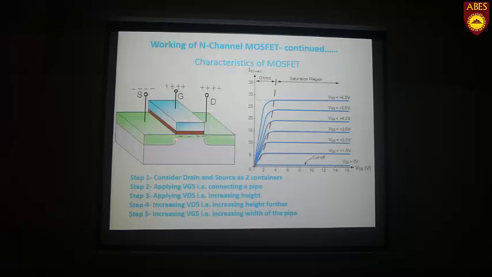Then as we increase the value of VDS, more current will flow from here to here, and more electrons will flow from source to drain side. And when we reach a maximum level, we can further increase the current by increasing VGS. Increasing VGS, that is, increasing the width of the pipe, which means increasing the channel, will create more charge carriers and force more charge carriers to flow towards the positive terminal, and hence more current will flow at the same potential.